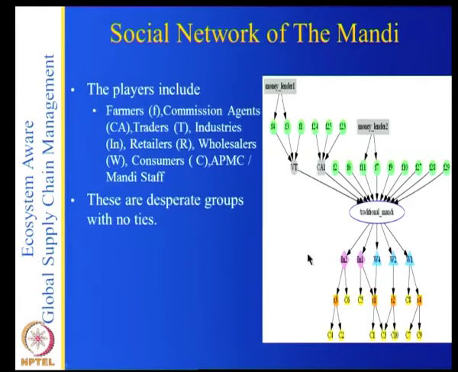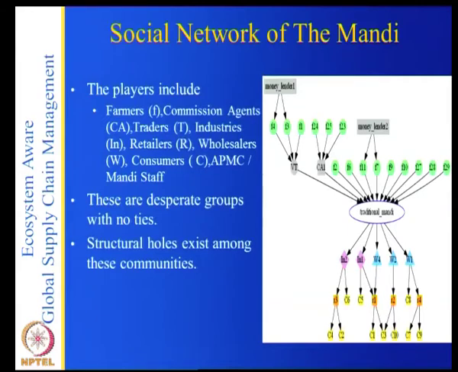And these are disparate groups with no ties. What is happening here is these farmers have no ties at all, but they come to the traditional Mandi, and the only tie is in terms of just coming there and so on. There is no connection or transactions that take place.